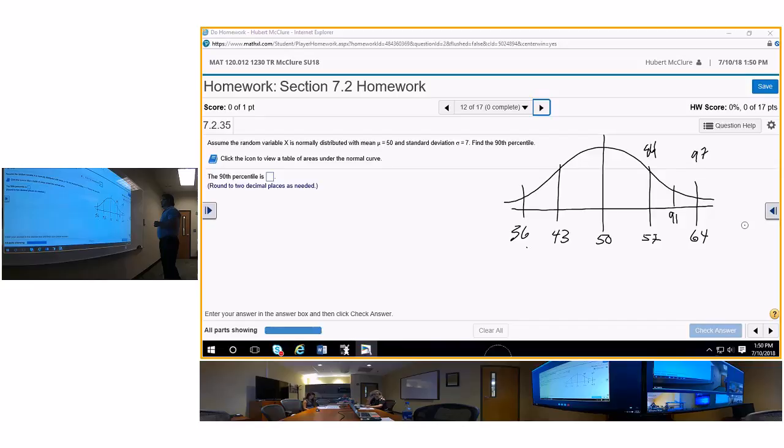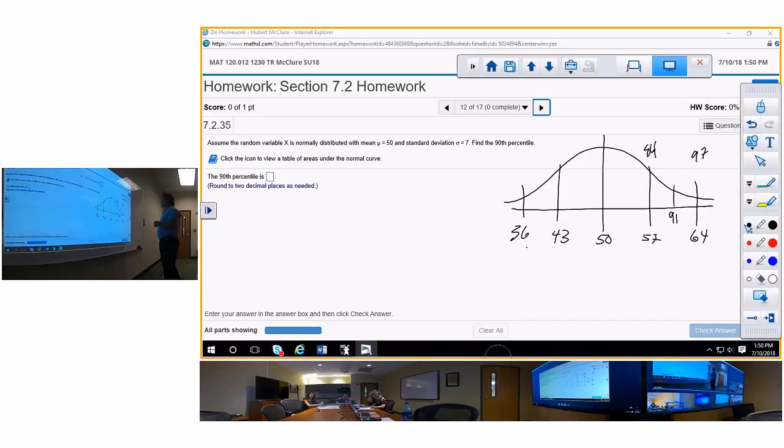Everybody with me? I'm not creating a space shuttle here. I'm not taking it down to the 10,000th of a place. I'm just trying to do some common sense thinking. All right, so that's 91%. That's 91% right here. So 90% would be a little bit to the left, right? Okay, a little bit to the left. I'm going to put it right about here.